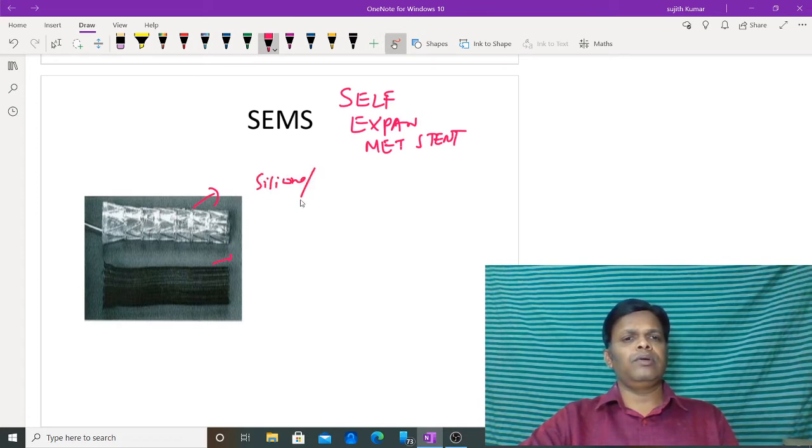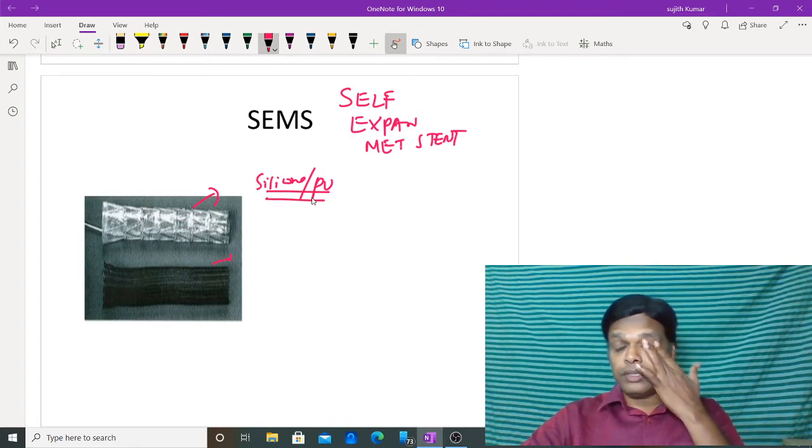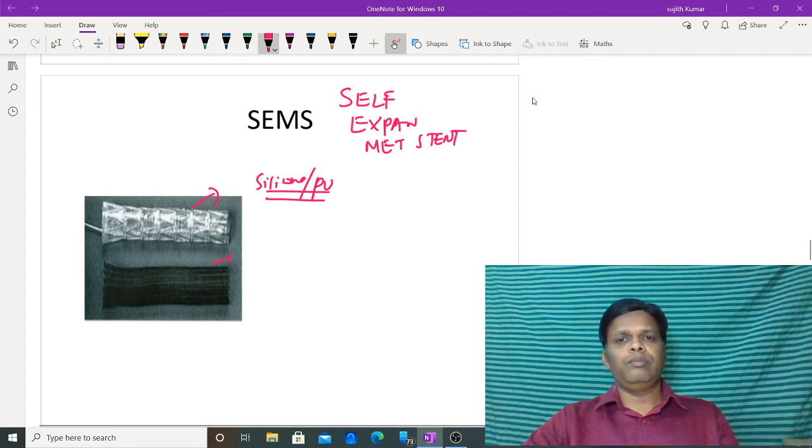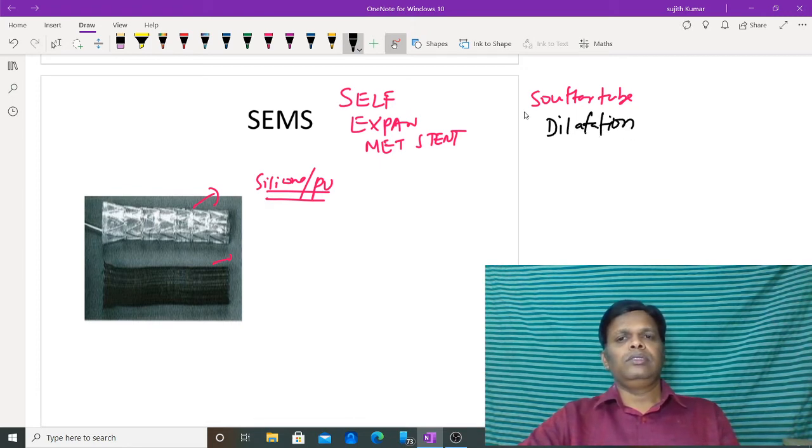Okay, so the advantages of stents are there. Previously, we used to keep a plastic rigid tube like the Souter tube. Before keeping the tube, you have to do dilatation of the esophagus, and then you keep the Souter tube, but it causes more morbidity as well as mortality. So nowadays we are not using this Souter tube.